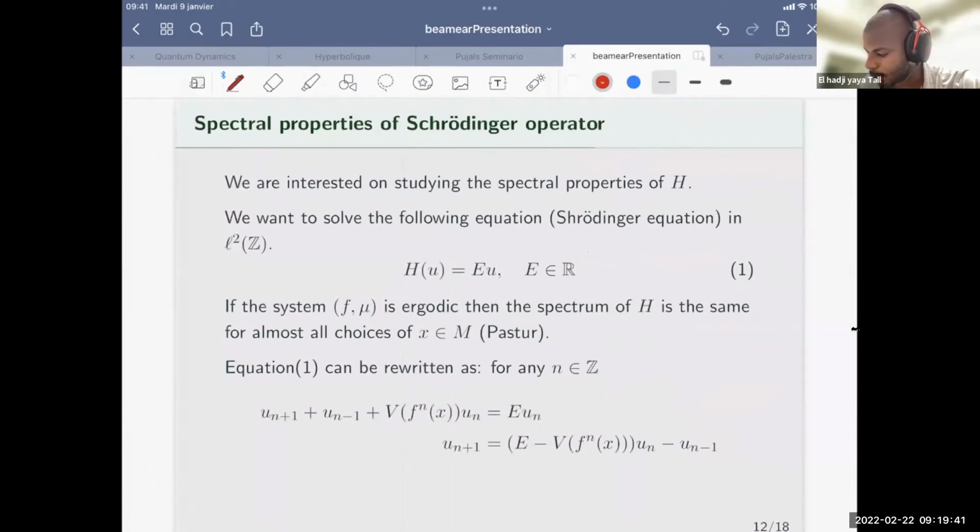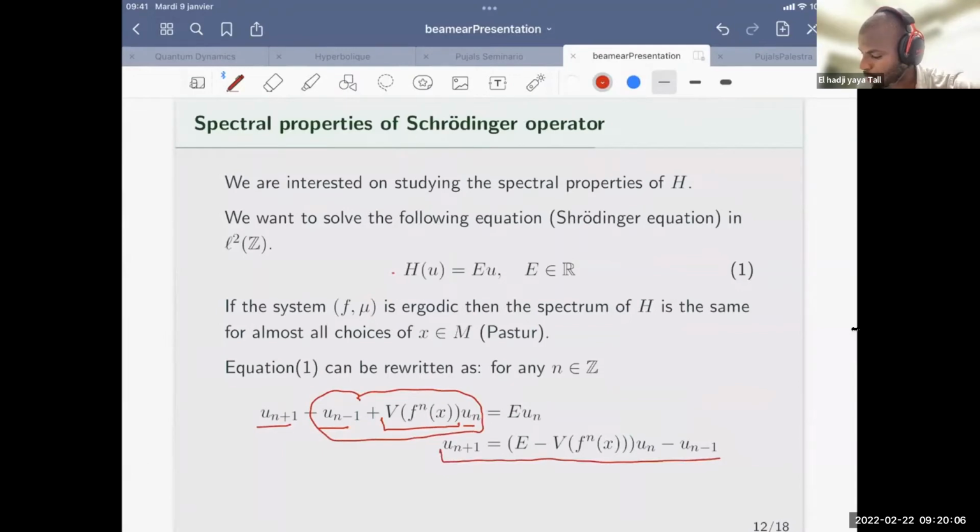For any n in Z, you can write the Hamiltonian, the operator, the Schrodinger operator. You have u_{n+1} + u_{n-1} + V(f^n(x)) u_n. This is the left hand side, and the right hand side is E u_n. So you can move all this term here to the right, and you get u_{n+1} is equal to (E - V(f^n(x))) u_n - u_{n-1}.